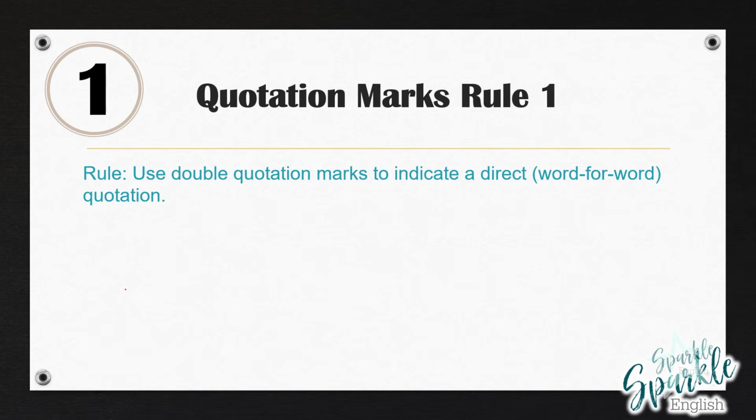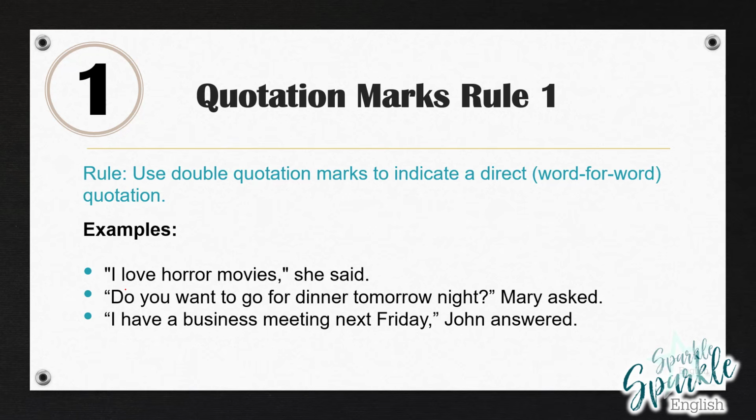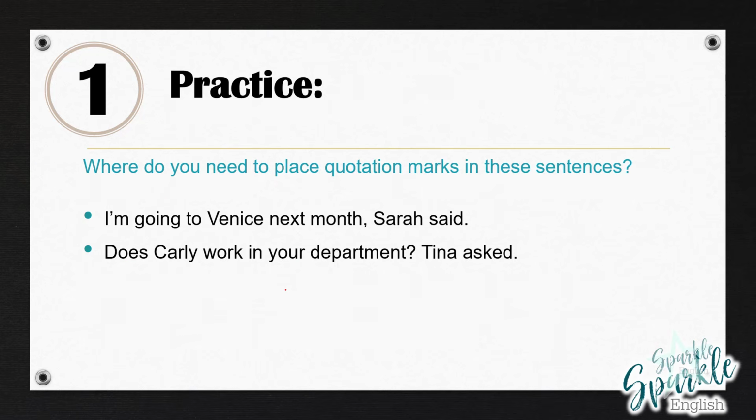Quotation marks rule 1. Use double quotation marks to indicate a direct, word-for-word quotation. Example, "I love horror movies," she said. "Do you want to go for dinner tomorrow night?" Mary asked. "I have a business meeting next Friday," John answered. So, "I love horror movies" is exactly what this person said, so we use quotation marks to indicate a direct word-for-word quotation. And I want you to pay attention to where we are using them. We're using them here at the beginning and at the end, after the comma, but we will discuss that in a little bit.